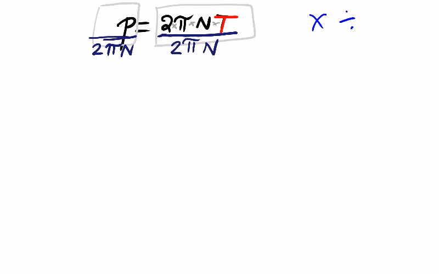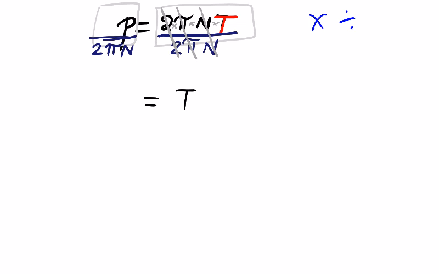You notice I don't write the times because we know as a convention there is no need to write the multiplication symbol when we are writing letters and numbers next to each other. So what happens on the right hand side? 2 divided by 2, 1, cancels out. Pi divided by pi, 1. n divided by n, 1. And all those ones, 1 times 1 times 1 times T, still gives us T.